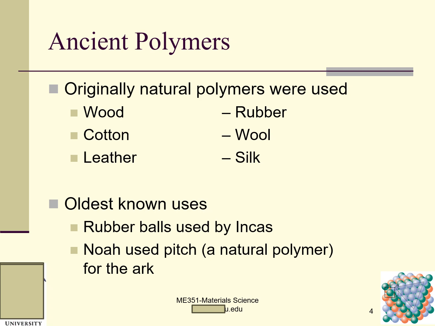Human ancestors started using them many years ago: wood, cotton, leather, rubber, wool, silk. And in some areas in China, people use silk very widely. Among all these known uses: rubber, the balls used by the Incas, rubber boards. Noah used pitch, a natural polymer, for the ark. You know Noah's ark, right? So Noah used the pitch for the ark. Any questions regarding this slide about ancient polymers?